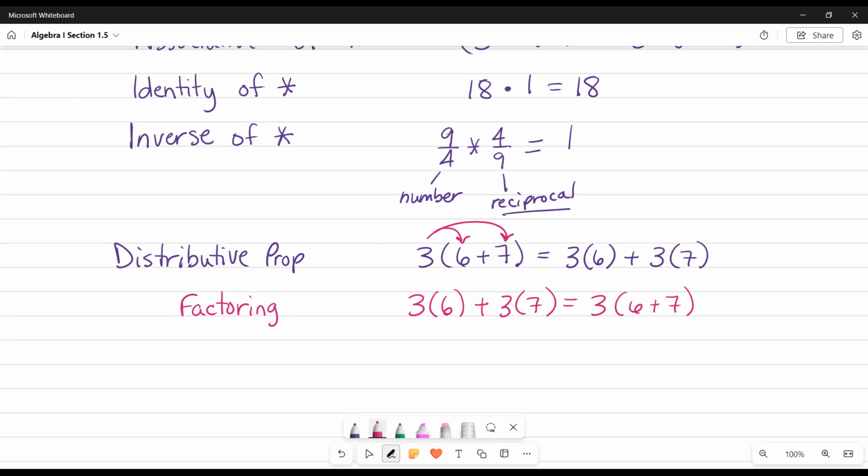Let me show you. Let's work it out. What's 3 times 6? 18 plus 3 times 7 is 21. Now over here, what would we solve first? On the right side, the 6 plus 7. So this is 3 times 13. So 18 plus 21 gives us 39. 3 times 13 gives us 39.